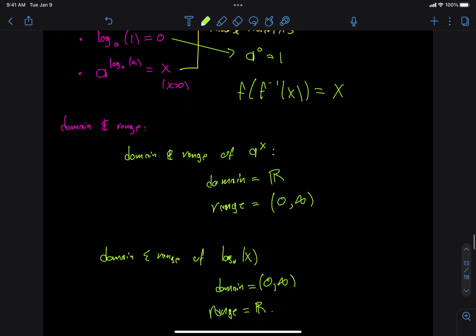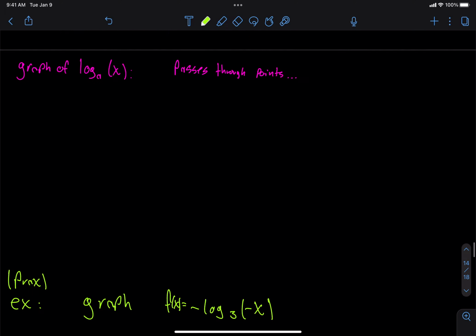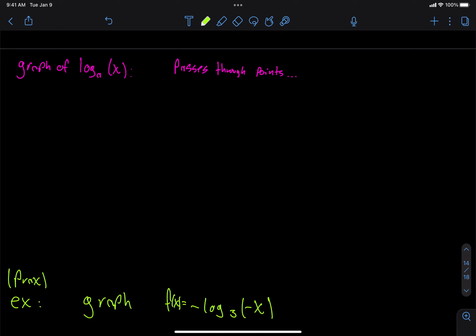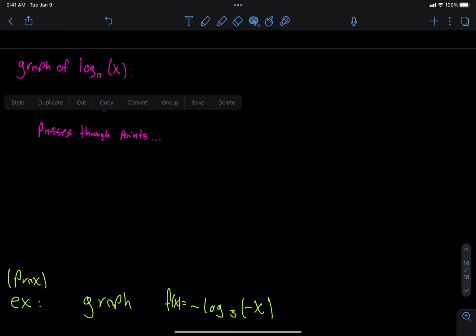Okay, if not, then let's move on to today's content, which is how to graph logarithm functions. Okay, so logarithms are functions just like exponential functions are. And the way we're going to graph them is going to be similar. We're going to ask ourselves, well, what are the 2 points that a logarithm always passes through?